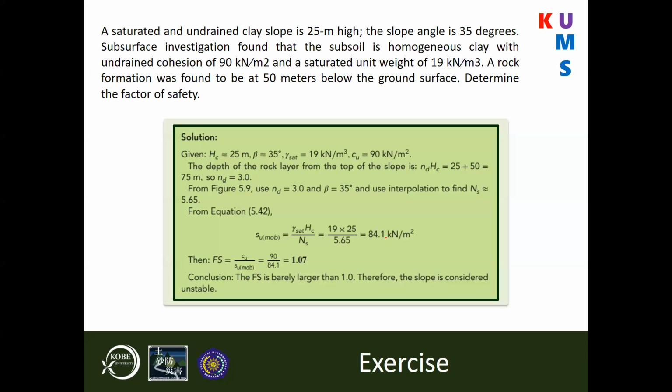So you use the graph and use the equations together to get your answer, okay? And once you have that, you can calculate Fs as Cu divided by Su mob, and then you get 1.07. So it's more or less stable, okay? So like the first time, very simple. You use your graph, you read the graph, you get your data from your graph, you plug it into the equation, and then you make the calculation.